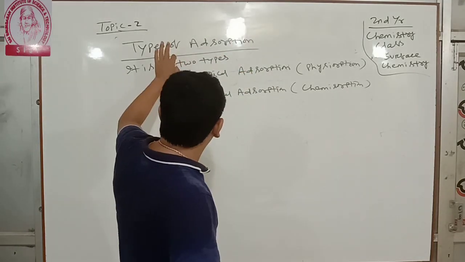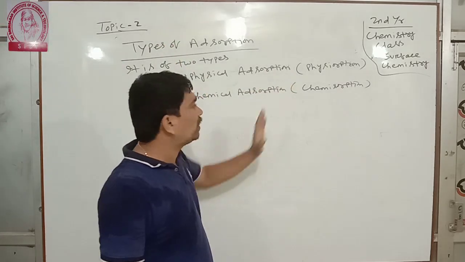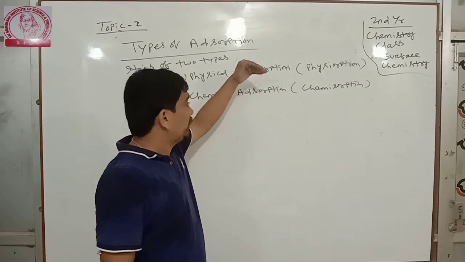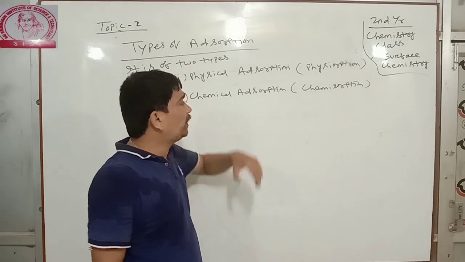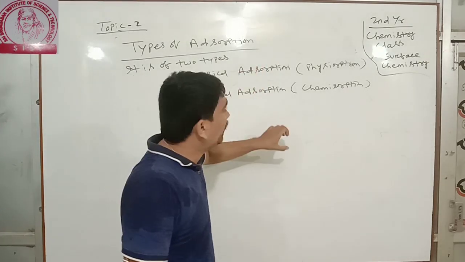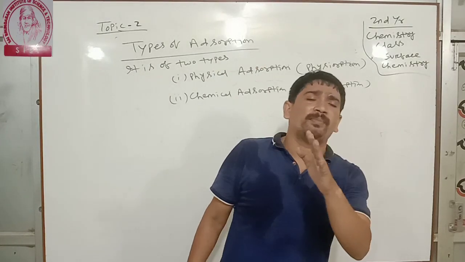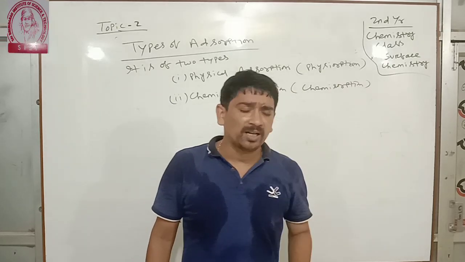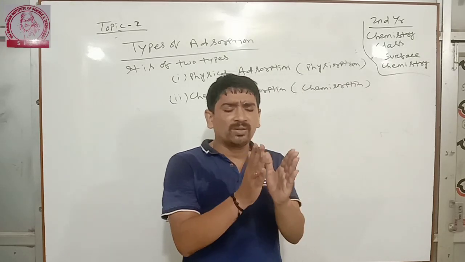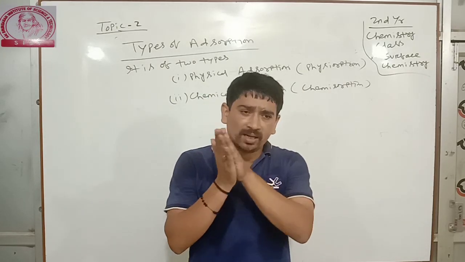So adsorption is of two types: physical adsorption and chemical adsorption, classified depending upon the forces which operate between adsorbent and adsorbate. Next class we will discuss physical adsorption and chemical adsorption.